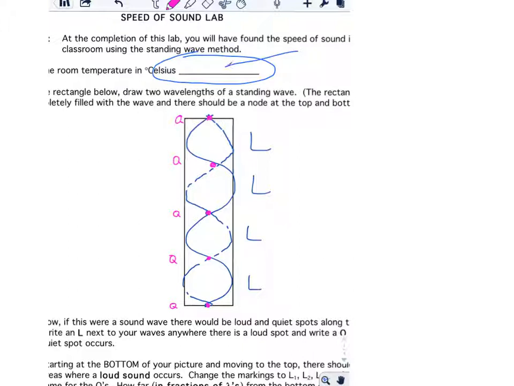You're going to need that for later in the lab because, as you know, temperature affects how quickly sound is moving in the room, and so we're going to need to know what the temperature is in the classroom.